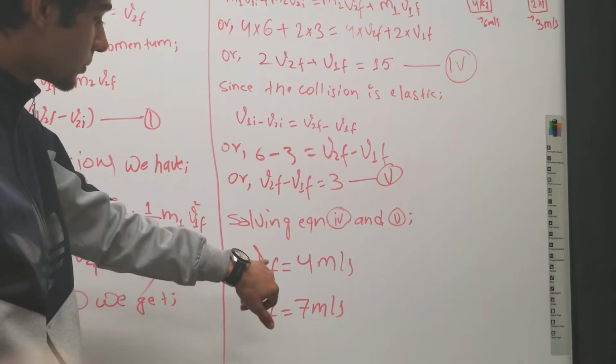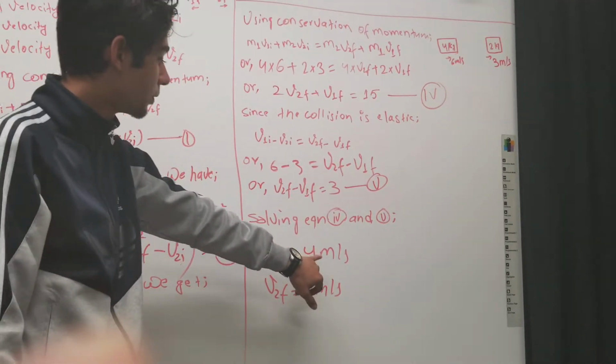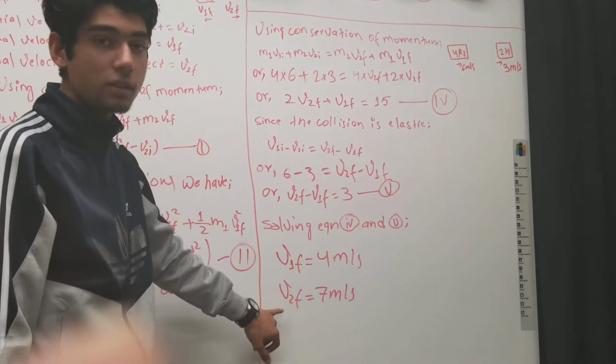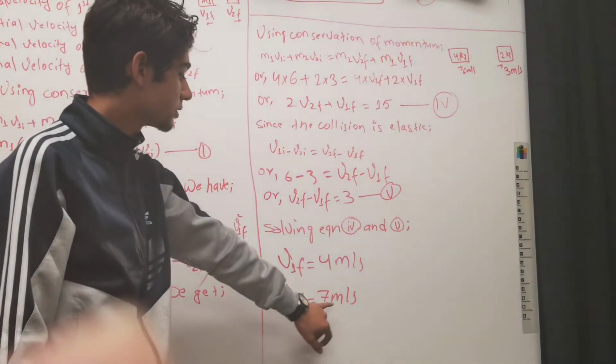The final velocity of the first object, v1f, equals 4 meters per second, and the second object, v2f, equals 7 meters per second.